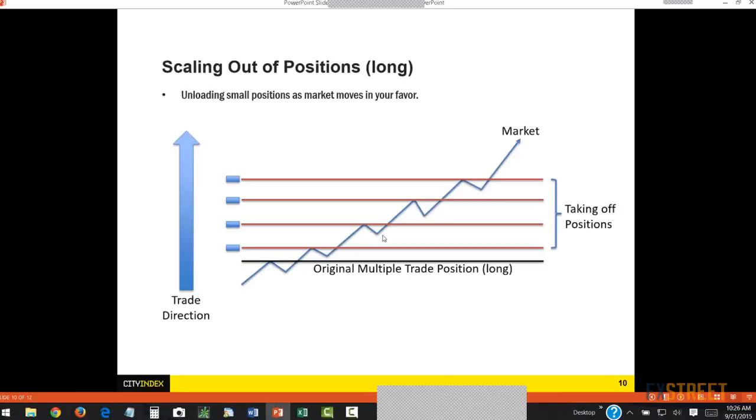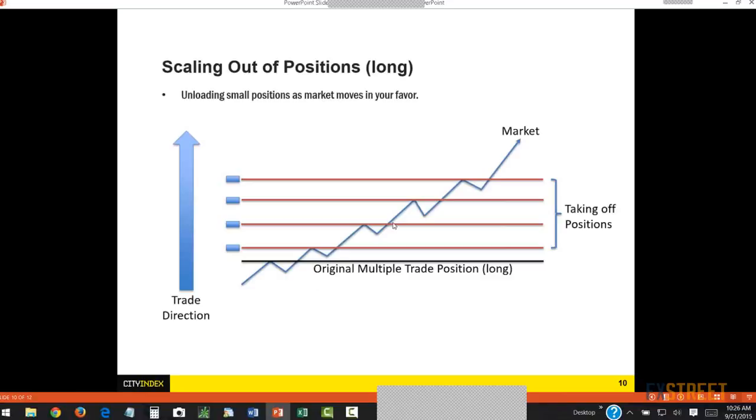So again, I think this is pretty straightforward. You're taking off trades until you finally take off your last trade at a certain predetermined point, at which point you've made profit on each of your trades. Of course, you didn't make the full profit as you would have if you had taken it off at one level at the very top here. But again, we don't know any of this.